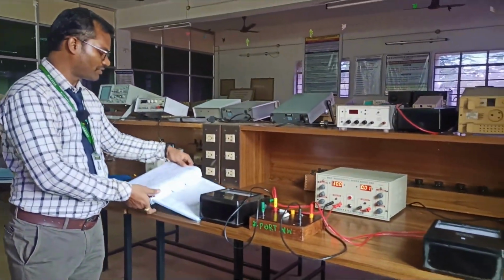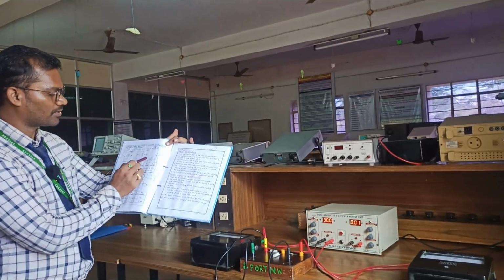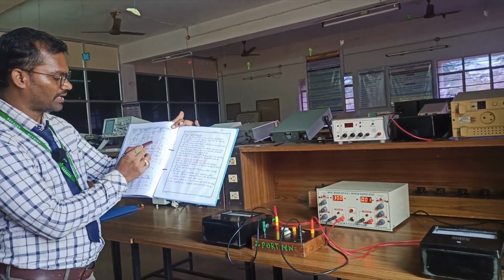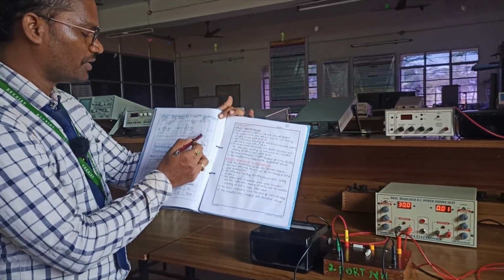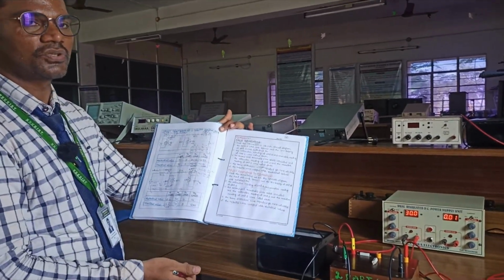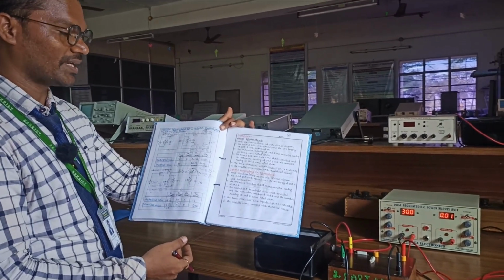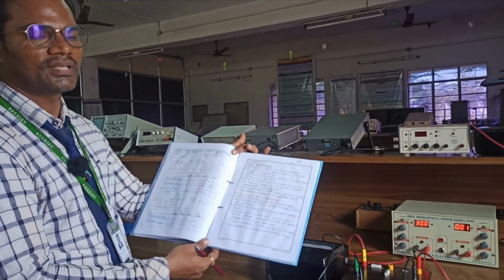For H parameters we have two categories: H11 in ohms, H12 no units, H21 no units, H22 in mhos. This is the procedure of performing the experiment of an H parameter network.